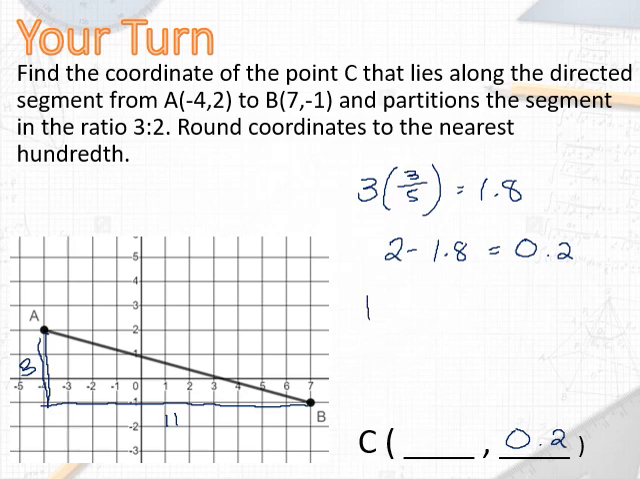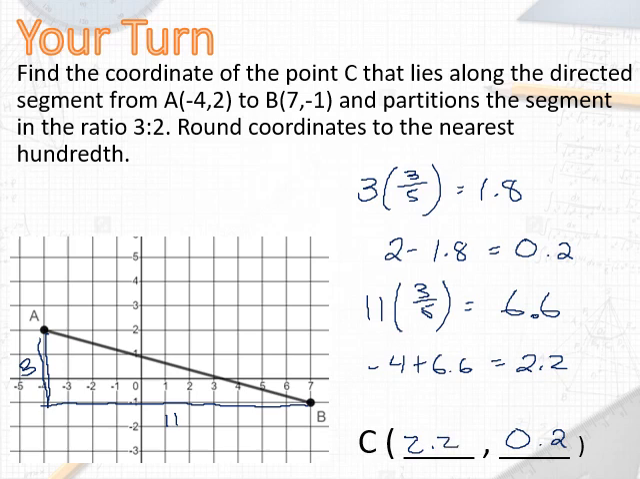And going across, we've got 11 times 3/5, which is 6.6. So we're going from -4 plus 6.6, so that's going to be 2.2. So (2.2, 0.2), just like right about there. Perfect.